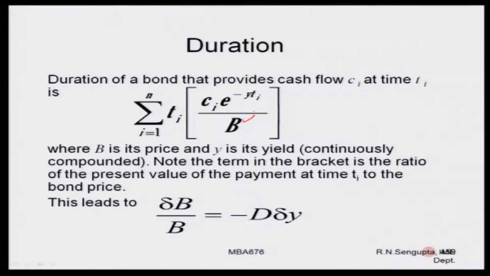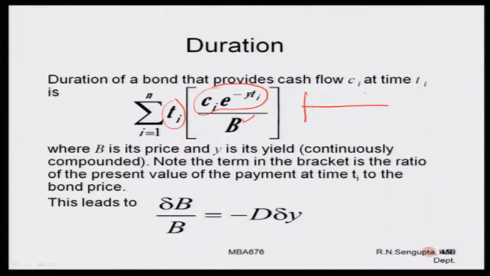Now, what are these? t_i is the time, and the value of C_i times e to the power minus y t_i is basically the present value of the overall investment which is being made at some point of time t_i down the line. So, consider this.